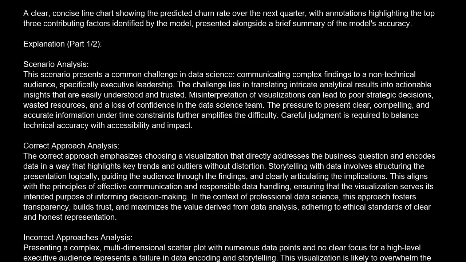The correct answer is C. A clear, concise line chart showing the predicted churn rate over the next quarter, with annotations highlighting the top 3 contributing factors identified by the model, presented alongside a brief summary of the model's accuracy.